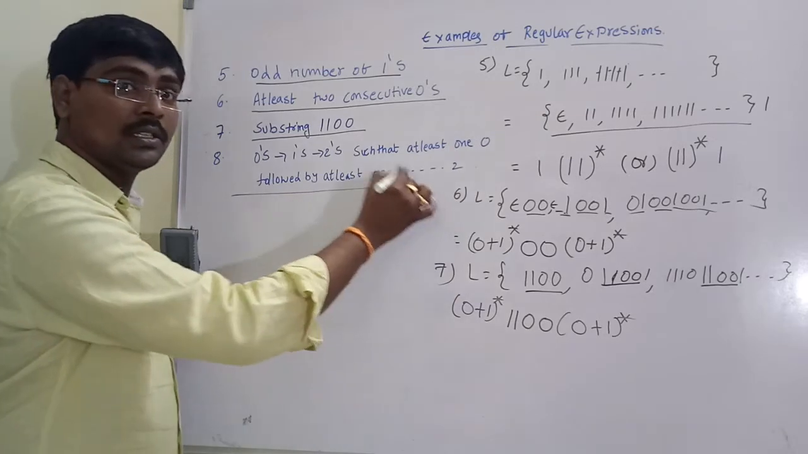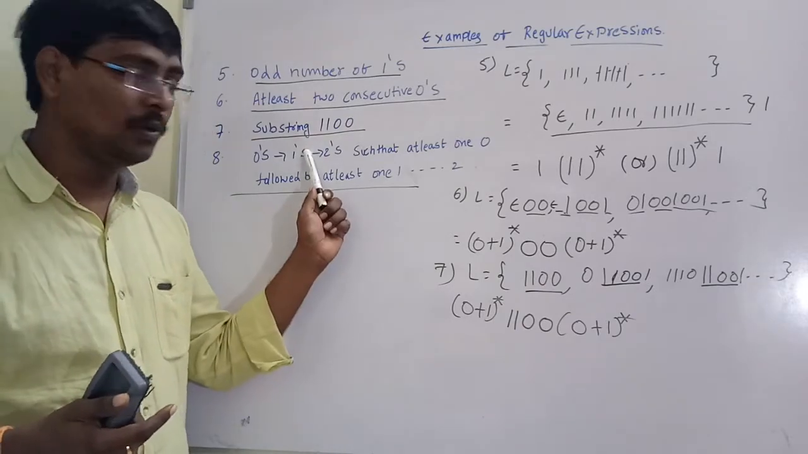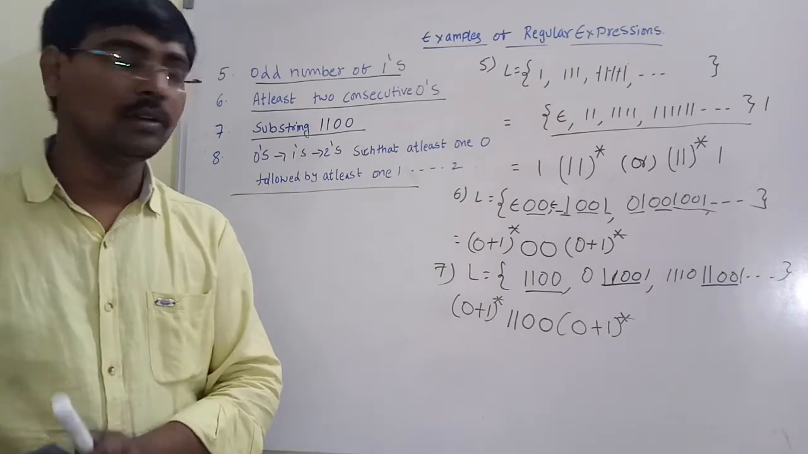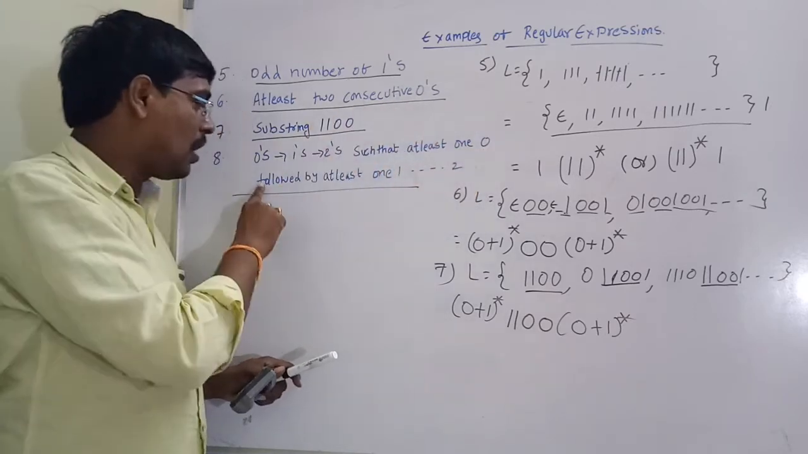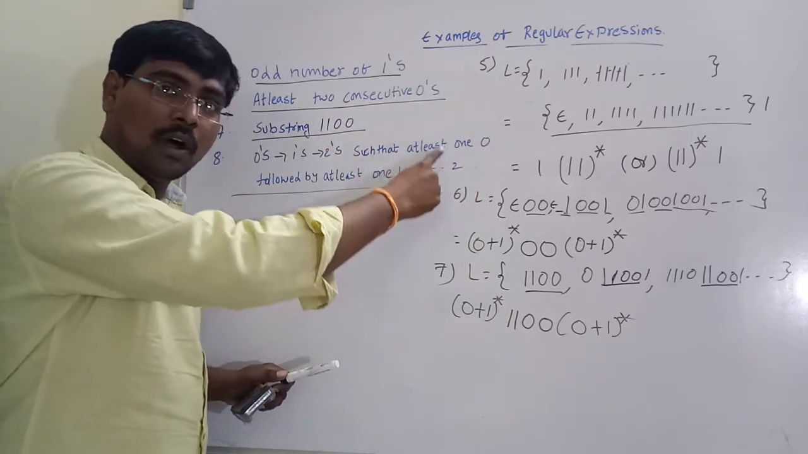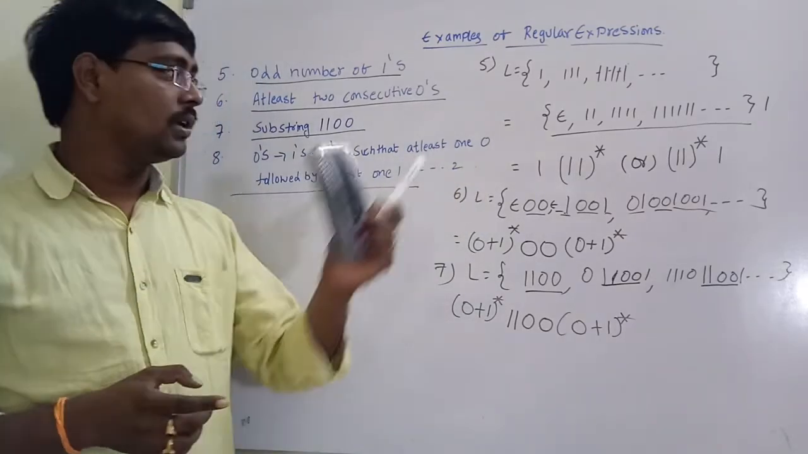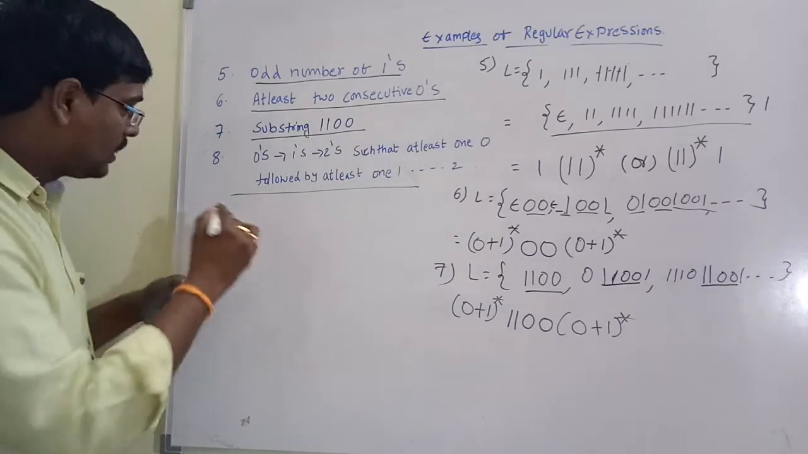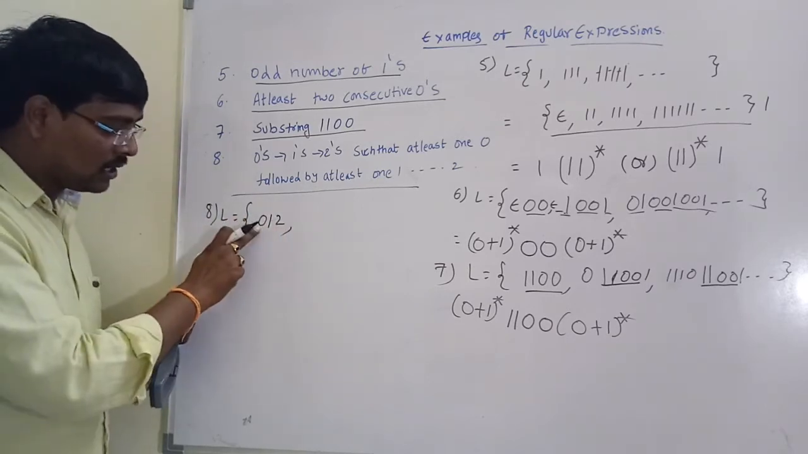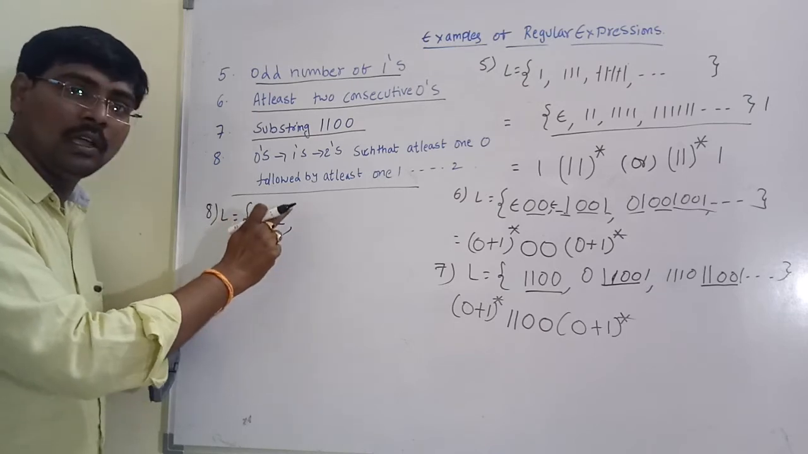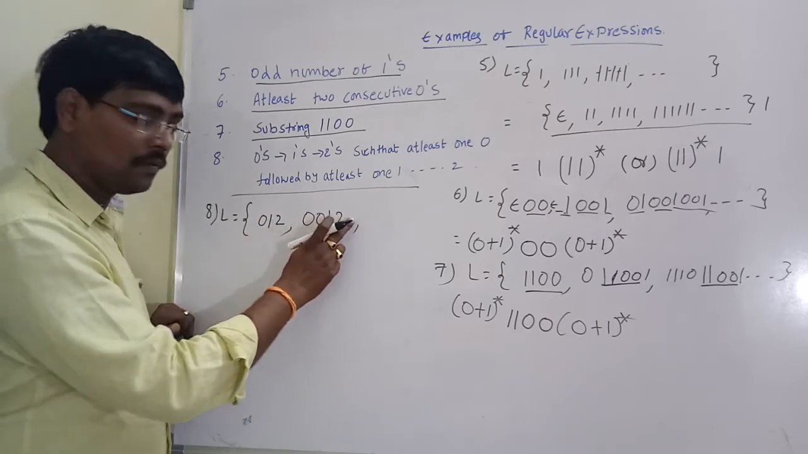Now the final one is any combination of zeros, ones and twos. Here our input has three letters, 0, 1 and 2, such that the condition is at least one 0 followed by at least one 1 followed by at least one 2. So 0 followed by 1 followed by 2. Here at least one element. So what is the language? The language is simply 012. It is the minimum string. That is, one 0 is followed by one 1 is followed by one 2. For example 0012. Here 0 is followed by 1 and followed by 2.